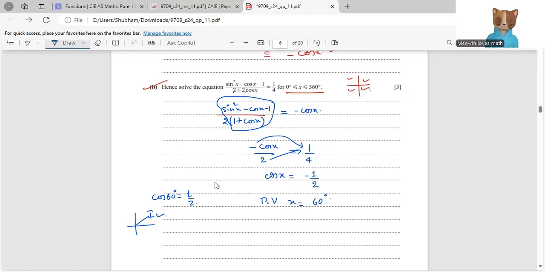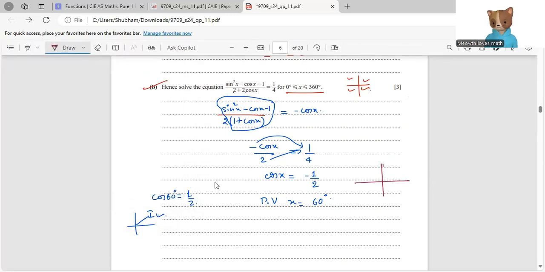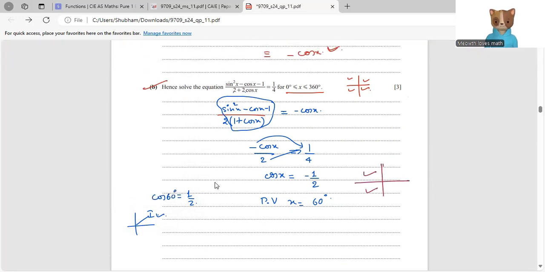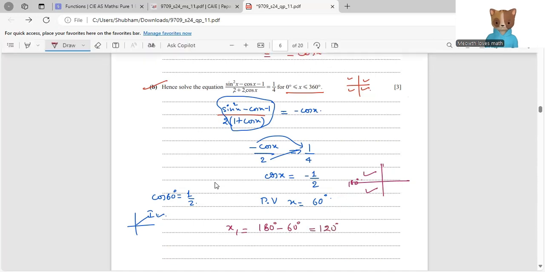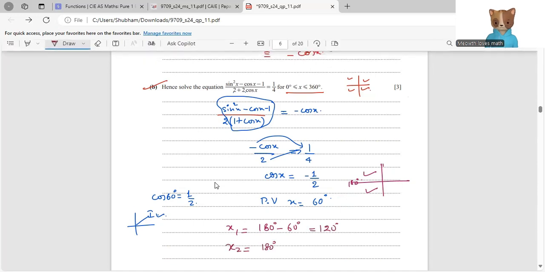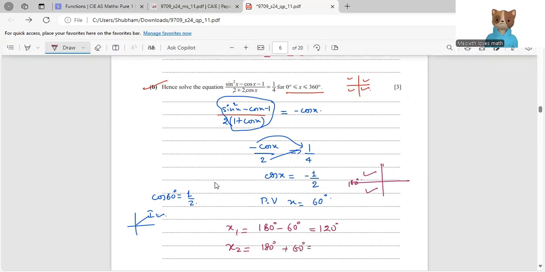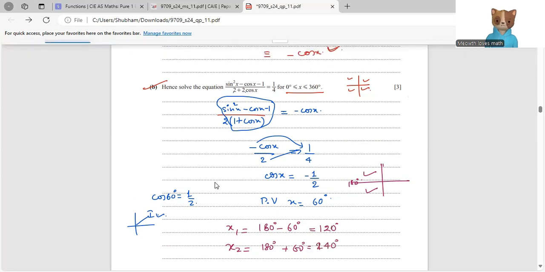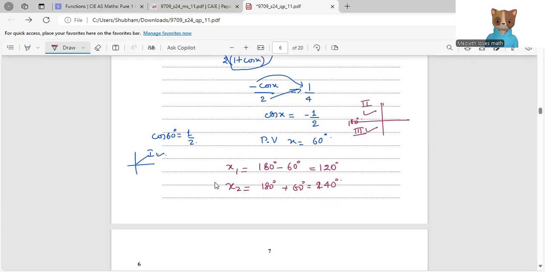This is my principal value. Now I don't need this. I need cos to be negative, right? So where is cos negative? Cos is negative in the second quadrant and in the third quadrant. So this is 180. So my final answer, x1 would be 180 minus principal value, which is equal to 120 degrees, and then x2 is 180 plus 60. Because 180 plus or minus, there is no change. So this becomes 240 degrees. In the second quadrant and third quadrant, basically cos is negative.